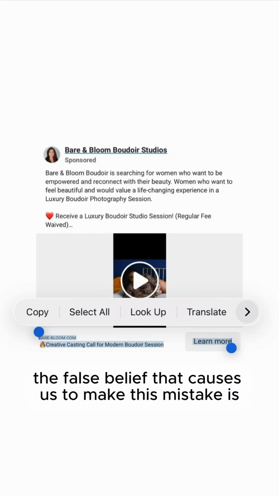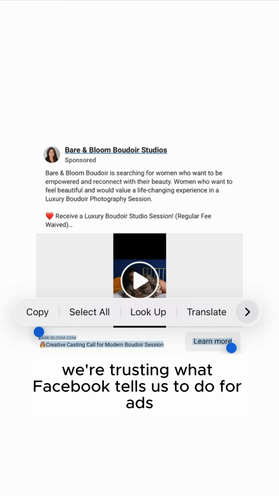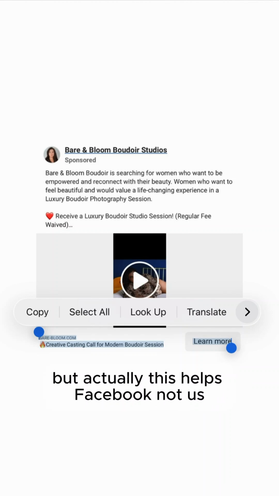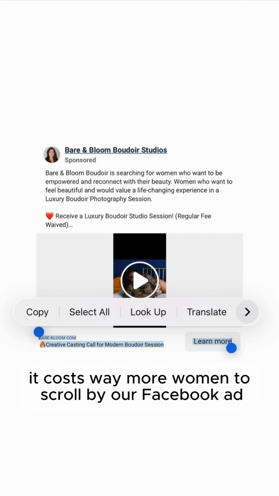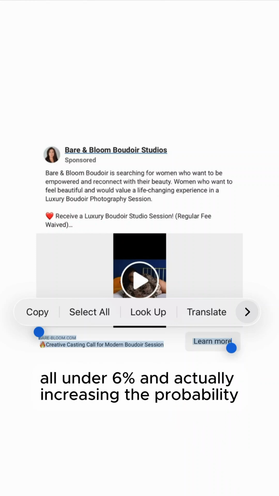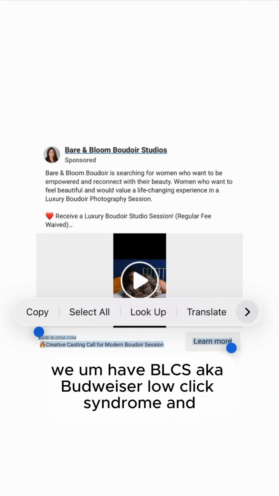The false belief that causes us to make this mistake is that we're trusting what Facebook tells us to do for our ad is actually what we should do for our ads, what we should fill out. But actually, this helps Facebook, not us. It actually hurts us. When we do this, it causes way more women to scroll by our Facebook ad than necessary, pulling unique CTR under 6% and increasing the probability we have BLCS, aka Boudoir low click syndrome.